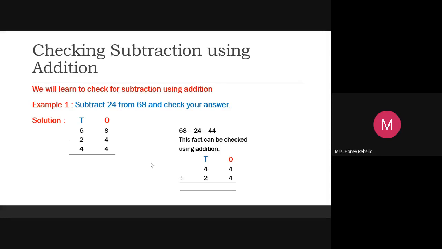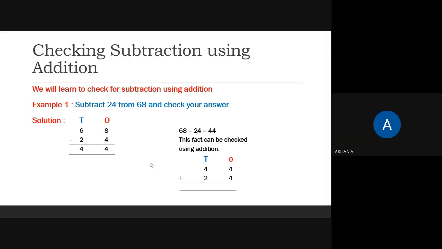Now children, you have got the answer: 68 minus 24 equals 44. Yes, 44. But we have to check whether it's correct. We don't know whether it's correct, because even if you make a mistake, like if you write 54, it will be wrong. So just check. This fact, see, right side ma'am has written, this fact can be checked using addition. That we are going to just add the answer.